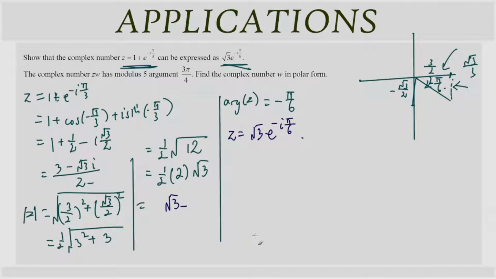Now the complex number zw has modulus 5 and argument 3 pi over 4. So find the complex number w in polar form. So we have zw is equal to its modulus 5 and argument, e to the power of i 3 pi over 4. Right? So we know what z is. So all we need to do is divide the right hand side by z.